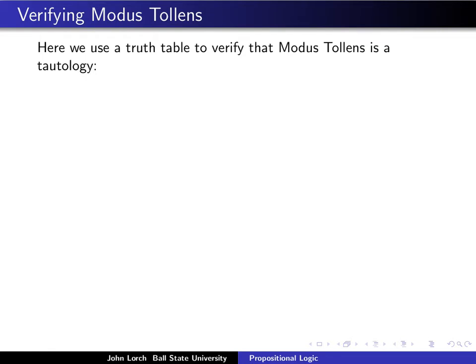Okay, here we're going to verify the modus tollens tautology using a truth table. So how do we do that? Well, we've got component statements P and Q. The conditional statement if P then Q is involved in modus tollens. And we also have not Q and if P then Q.